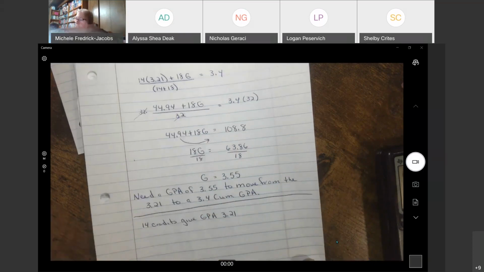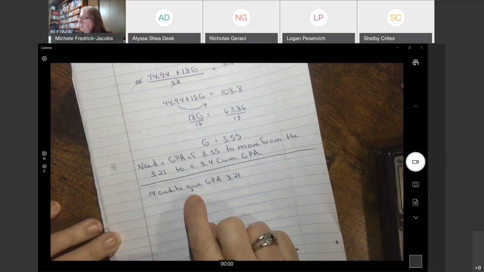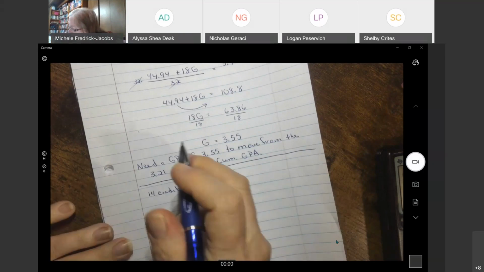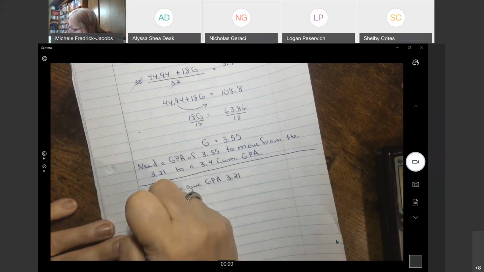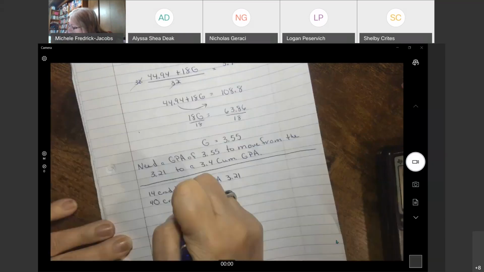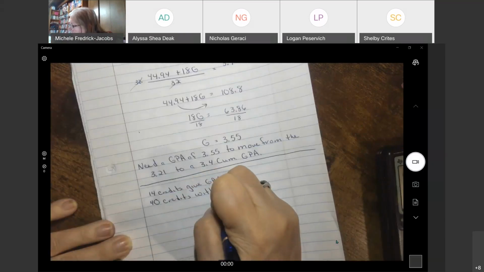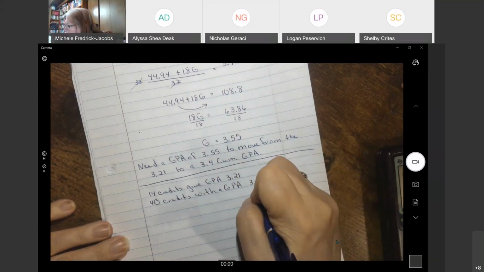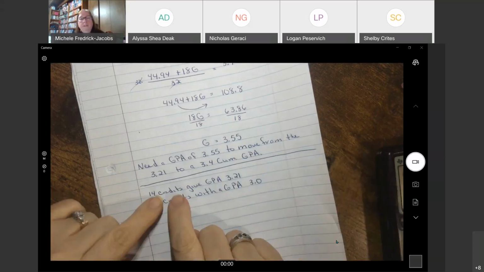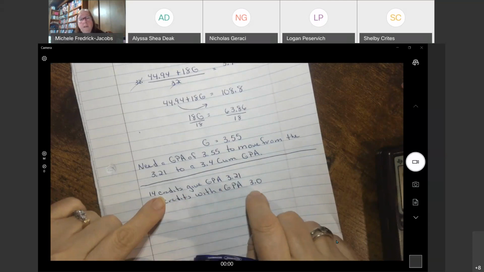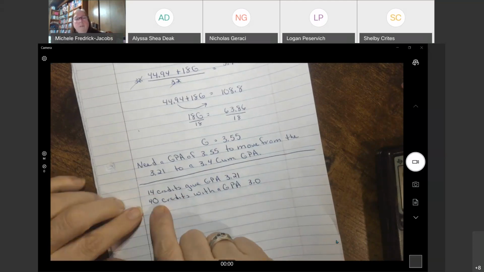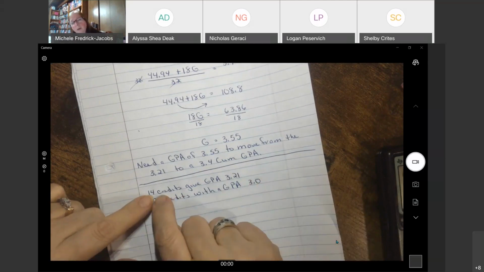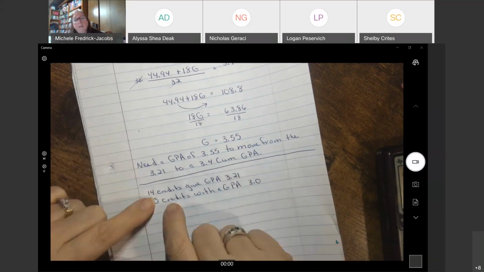Let's look at another one. So we had this 9 weeks, 14 credits, which gives us a 3.21 grade point average. What if previously we had 40 credits so far with a GPA of 3.0? How much did this 14 credits bring it up? So if your cumulative GPA, you had 40 credits with a grade point average of 3.0, and then you want to see how this 9 weeks can change that, you can use that.